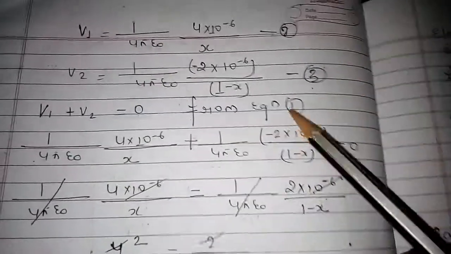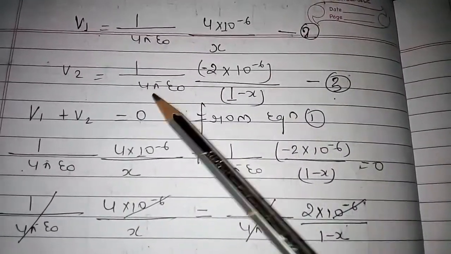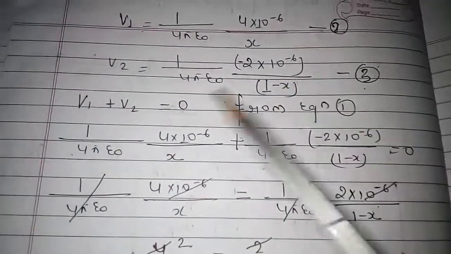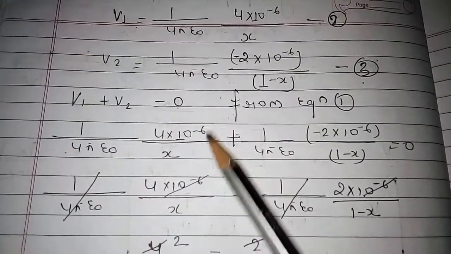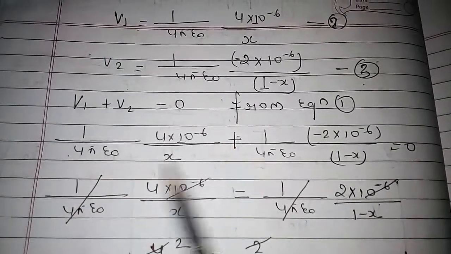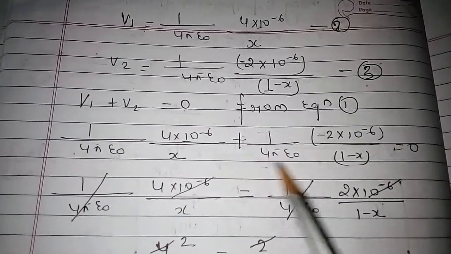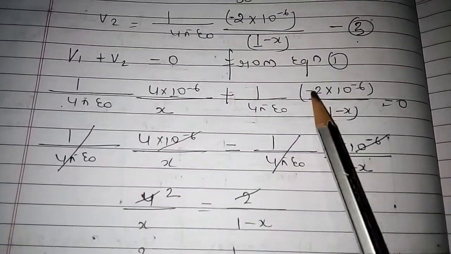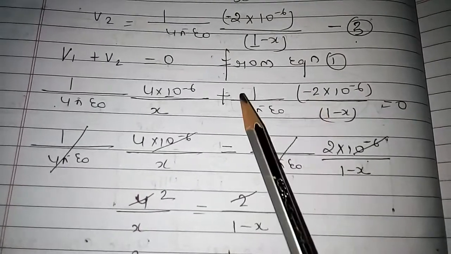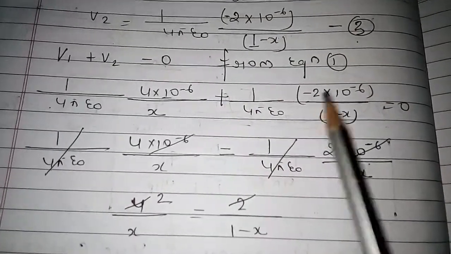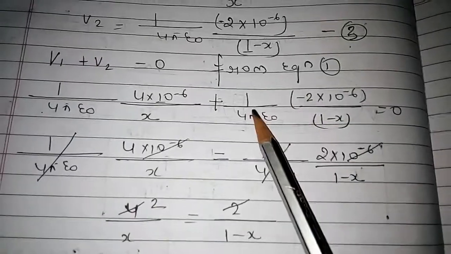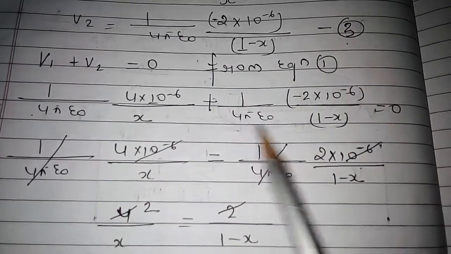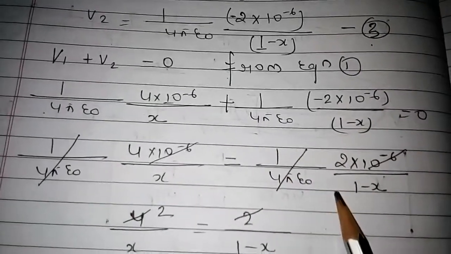Now see, this is the value of V1, and this is the value of V2. Now put the values of V1 and V2 in equation number 1. V1 plus V2 is equal to 0. So this is V1 and this is your V2. If you apply this positive into negative here, then this term will be negative. So transpose this term, and then it will be positive.